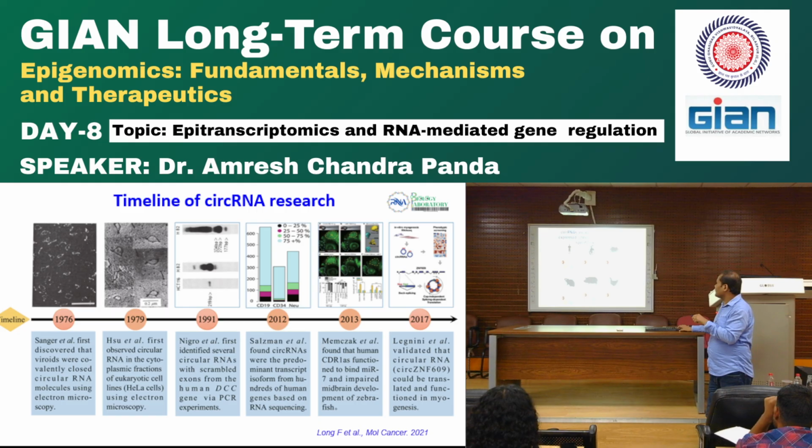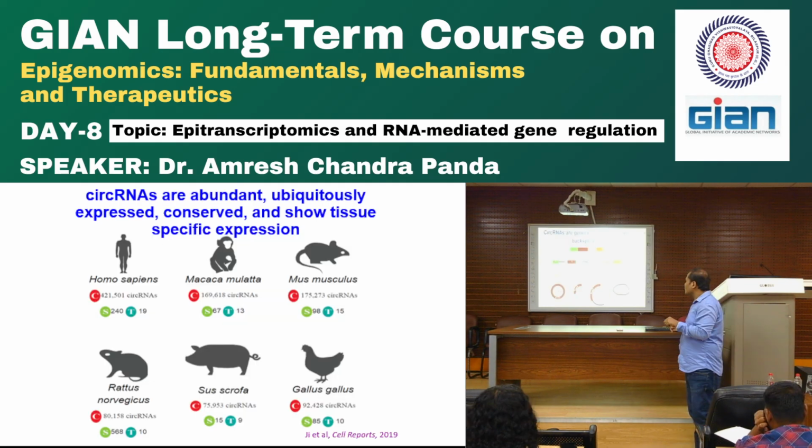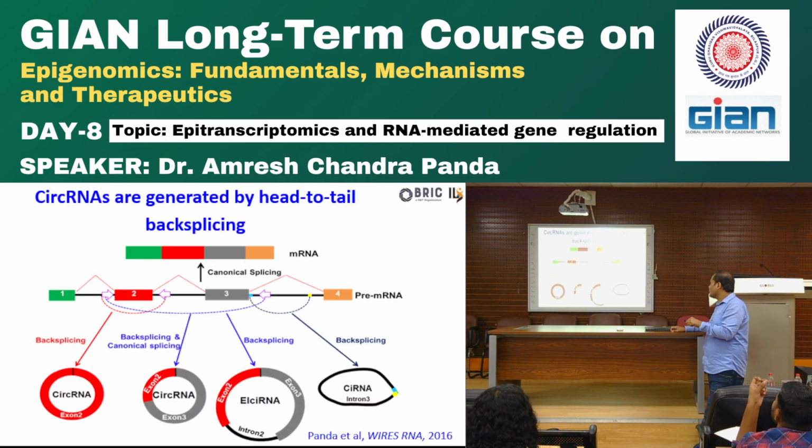And how they come is, like I said, the end of exon 2 can attack the start of exon 2 and make a circle. The end of exon 3 can join the start of exon 2, or sometimes the intron lariat itself. Intron lariat is degraded by what? Which enzyme degrades?